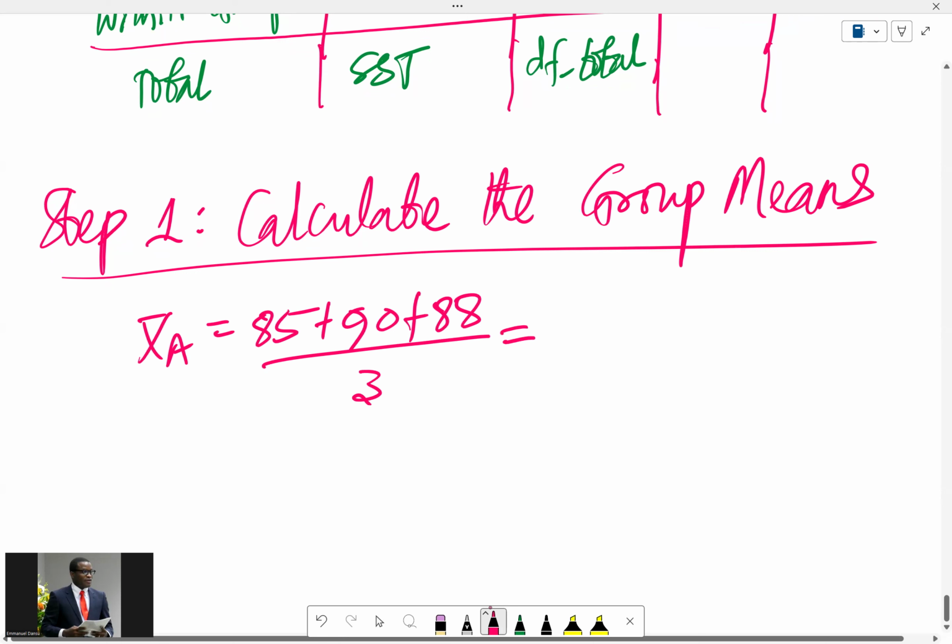And we need to be sure about that. 85 plus 90 plus 88 divided by 3. That is 87.67.